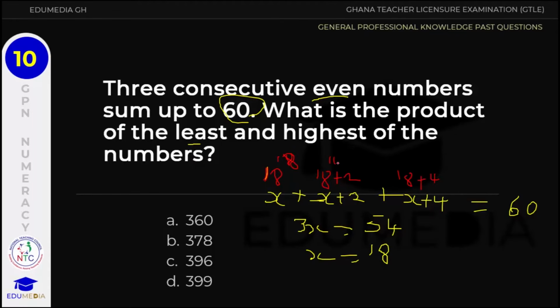This is 20. Sorry. And this is 22. So the numbers are 18, 20, and 22.